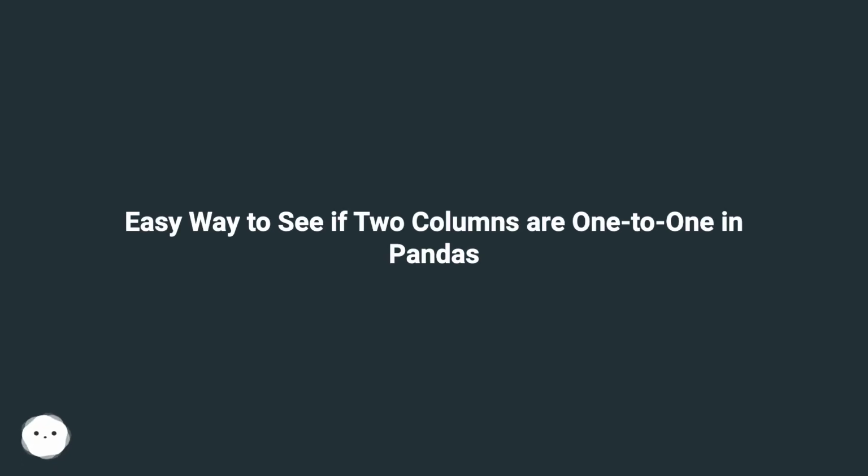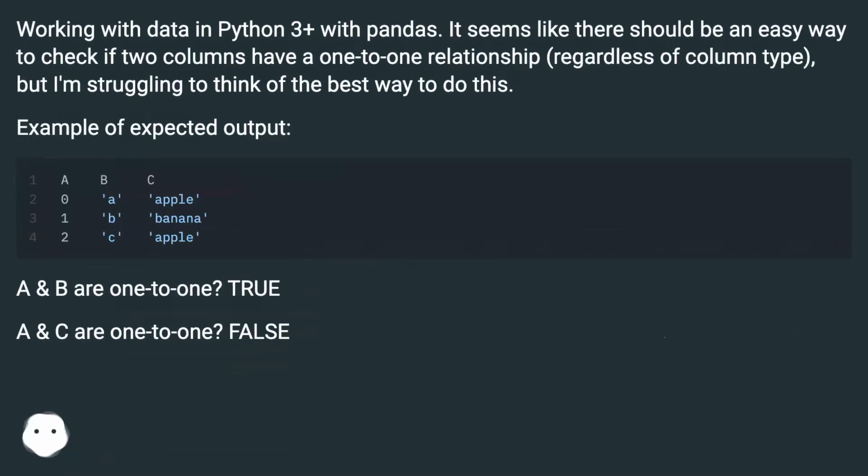Easy way to see if two columns are one-to-one in Pandas. Working with data in Python 3+ with Pandas, it seems like there should be an easy way to check if two columns have a one-to-one relationship, regardless of column type, but I'm struggling to think of the best way to do this. Example of expected output.